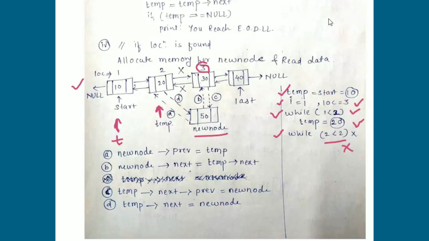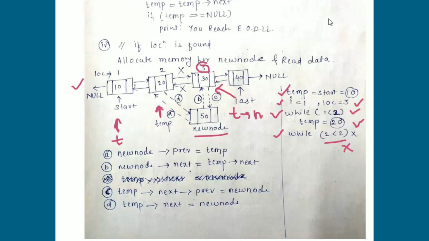Your 50 is the new node you want to add. But when you want to add this new node in between, we need to make a connection from temp next to the new node. So this 30 is identified as temp next.